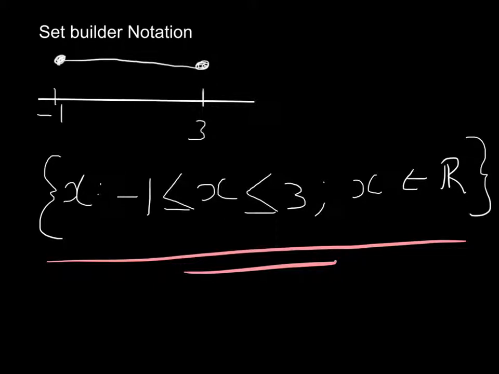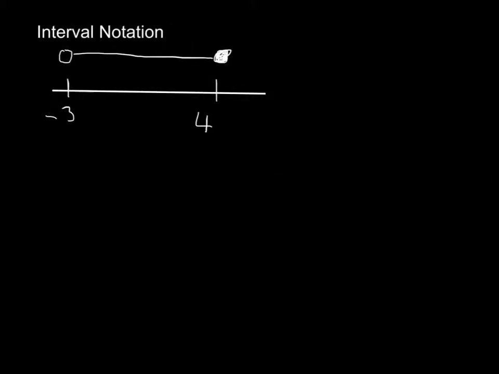If we move on, we have a look at interval notation. So interval notation is quite similar, but it's a lot more simple. All that interval notation says is where do we start and end. So we can see here we start at minus 3 and we end at 4. So all we do is we write it minus 3 semicolon 4.